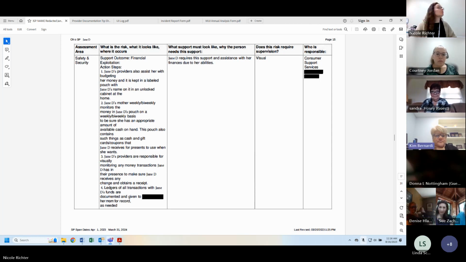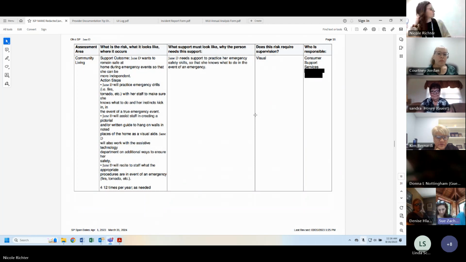Next page, Nicole. Okay, this support outcome is again for home. J&D wants to remain safe at home during emergency events so that she can be more independent. So practice safety drills, talk about emergency events. So under this one, I put, let me change the page. That would be assist with, I would just put assist with emergency events or safety emergency events.